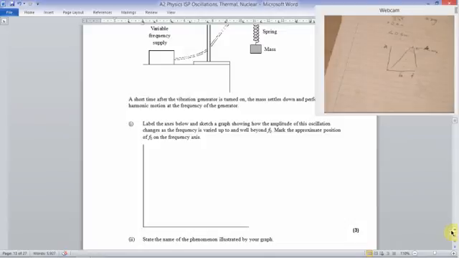Right, next, state and name the phenomenon. Actually, I'm just checking over all the marks for a previous question. Yeah, as long as you label your axes.